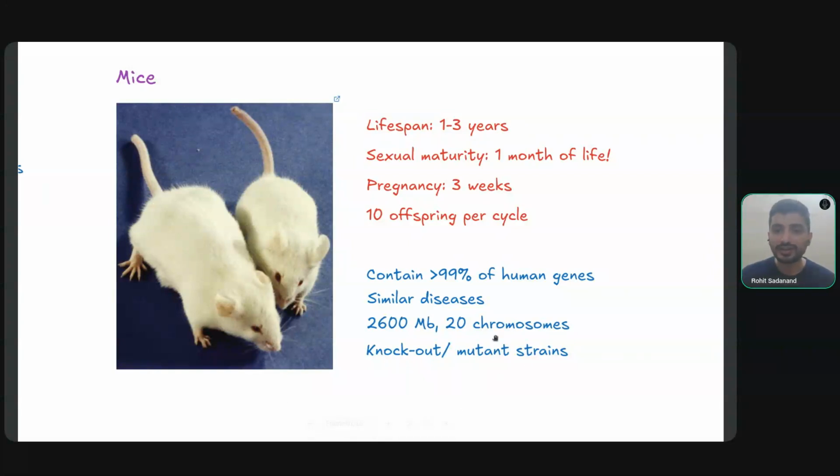In fact, there are mutant strains available. So, for example, you want to study cystic fibrosis, or you want to study spinal muscular atrophy. So, whatever you want to study, you might have a mouse model for it that you can buy and then do your experiments for research, right?